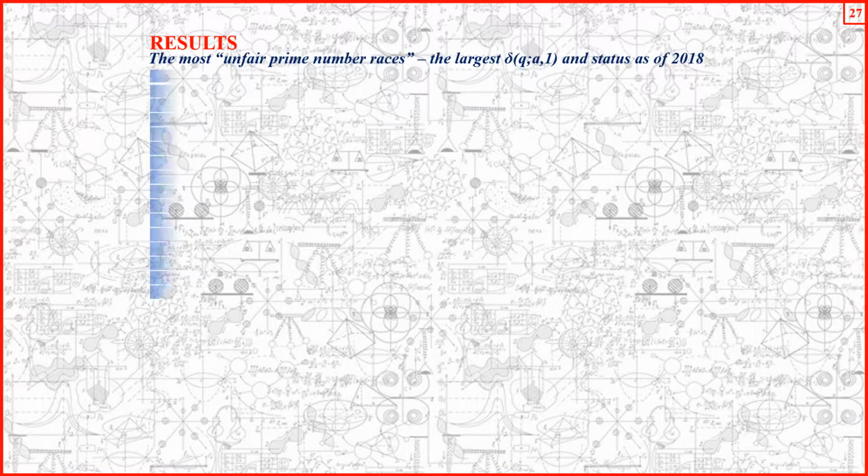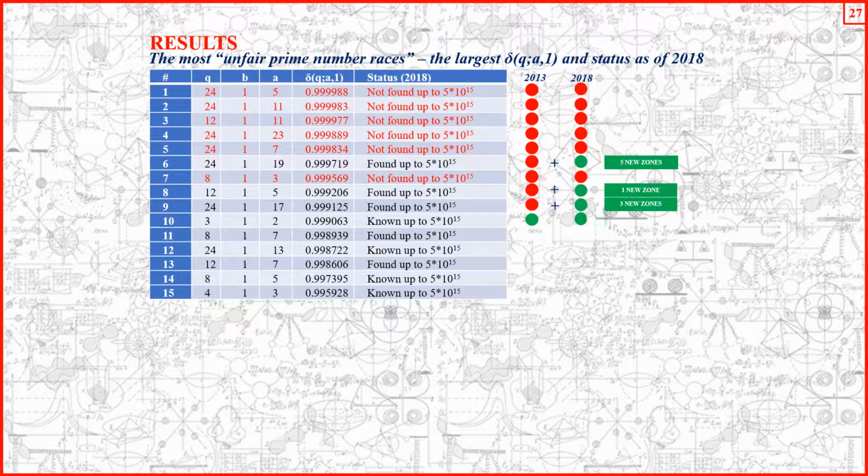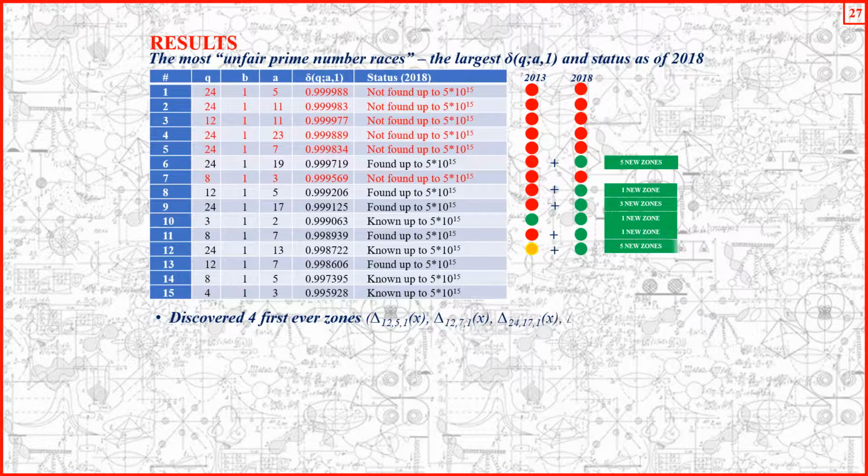Let's compare the status of negative zone search for most biased prime number races in 2013, when Furilli and Martin published their list, and after the completion of my project. If in 2013 out of top 15 races, negative zones were known for only 4, now they are known for 9 races. Only top 5 and number 7, 6 in total, remain unknown. Remember that these zones need to be found to support the validity of generalized Riemann hypothesis. In addition, the upper boundary of Chebyshev's bias math research was expanded 5,000 times from 10 to the power of 12, to 5 times 10 to the power of 15.